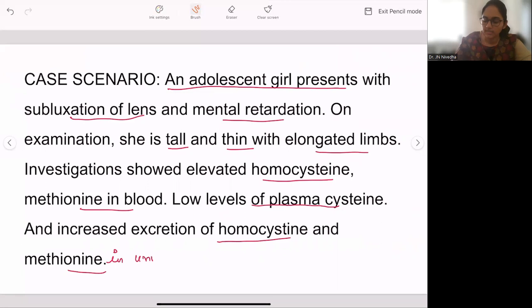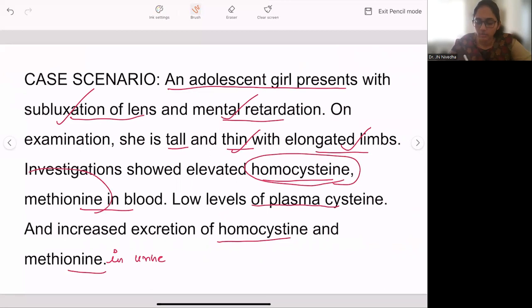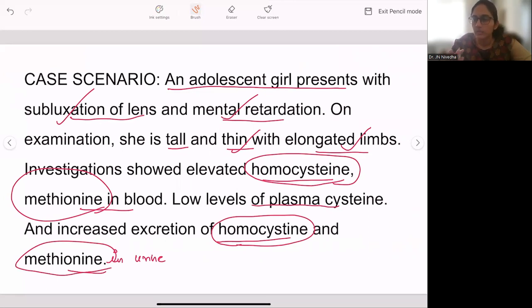Okay, so what is the type of homocystinuria? With this case scenario, you're very well able to find out it is something concerned with homocystinuria, is it not? There is subluxation of lens, which we have seen, ectopia lentis, and mental retardation. Usually the patients will be tall and thin, and limb deformities, skeletal deformities are present, and you find elevated homocysteine and methionine in the blood, increased excretion of homocysteine and methionine in the urine. So with all these, you can come to a conclusion that this is a case of homocystinuria.